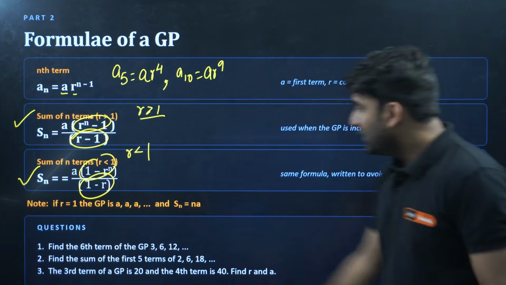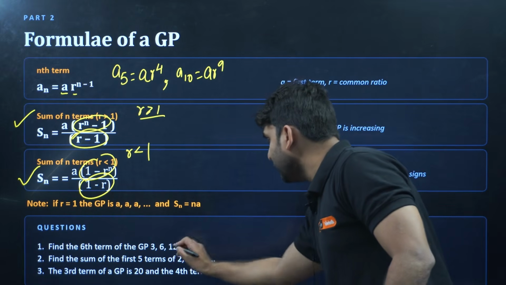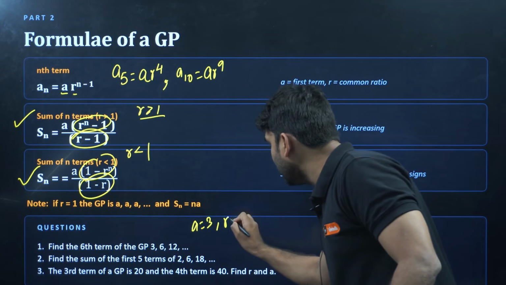Look at question number 1. Find the sixth term of the GP. Okay, so we have a GP, so A is equal to 3 and the common ratio will be 2.